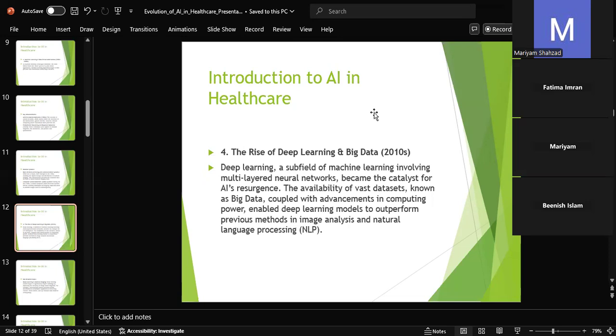So basically, deep learning was the subfield of machine learning, using multi-layered neural networks. Then the availability of vast data sets known as big data, coupled with advancements in computing power, enabled deep learning models to outperform the previous methods in image analysis and natural language processing.